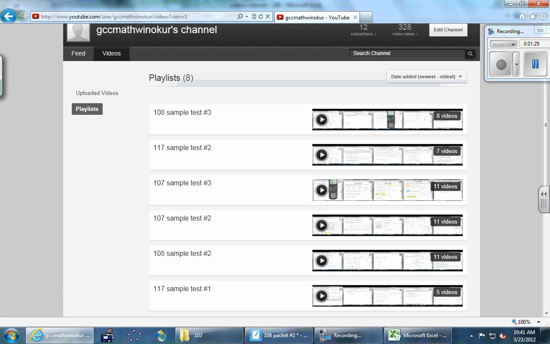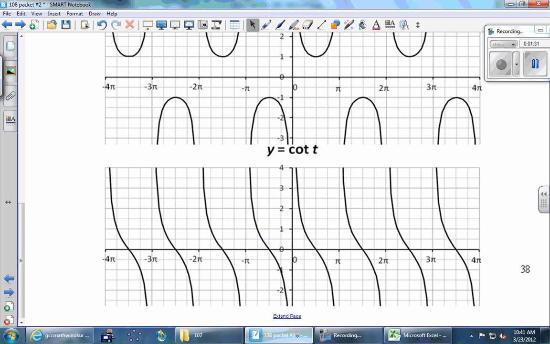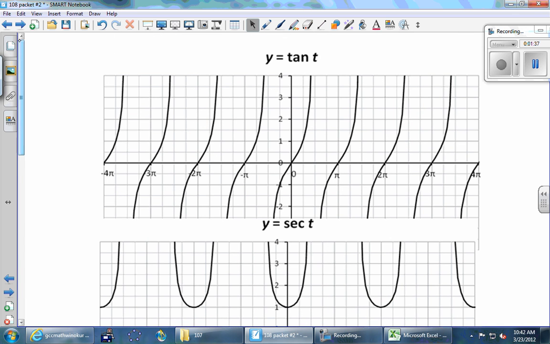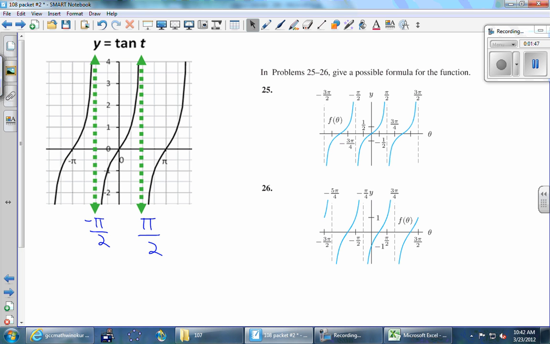Okay, so one thing I wanted to do before we dive into the new stuff, this inverse trig stuff, is take a look at one of the homework questions from last night, and it has to do with the graph of the tangent function. So I put this here just so you'd have the graph of the tangent function in front of you. I copied it onto the next page, just a smaller part of the graph you are looking at. And the problem over here, this was 25 and 26, said give a possible formula for the function.